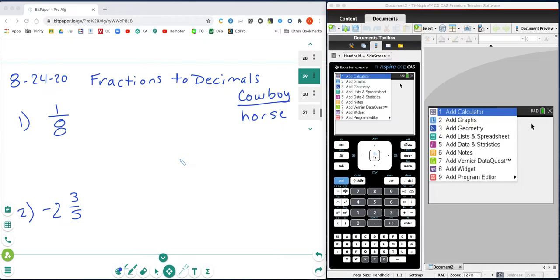And you're going to go to your video section. You're going to put today's date, 8/24/20, and then the title of this video is Fractions to Decimals. We're going to be converting fractions to decimals. Now we're going to use the cowboy on the horse shortcut.